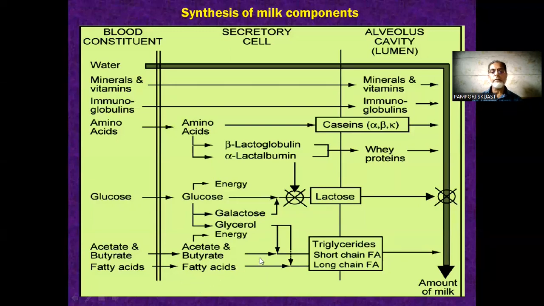And similarly, the acetates, butyrates, or the fatty acids will enter the epithelial cell from the blood plasma, and will make the triglycerides. They will get processed from acetates and butyrates. I already discussed that these produce lipids by de novo synthesis, and ultimately short chain fatty acids, long chain fatty acids, triglycerides, and then they will take the route of the milk fat globule with a membrane, and will be secreted into milk as globules, as droplets, milk fat droplets. And this is the whole concept of milk synthesis of different components.